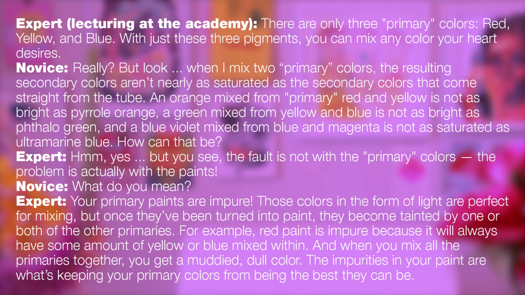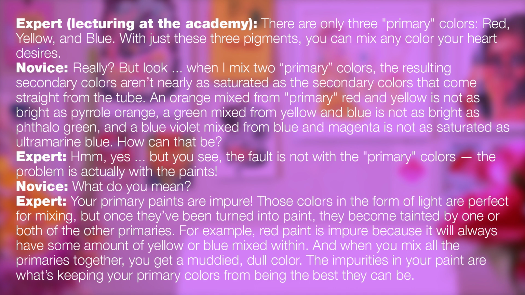Yes. But you see, the fault is not with the primary colors, it's in our stars. I'm sorry, I couldn't help myself. The problem is actually with the paints. Okay, what do you mean? Your primary paints are impure. Those colors in the form of light are perfect for mixing, but once they've been turned into paint, they become tainted by one or both of the other primaries. For example, red paint is impure because it will always have some amount of yellow or blue mixed within. And when you mix all the primaries together, you get a muddied, dull color. The impurities in your paint are what's keeping your primary colors from being the very best they can be.